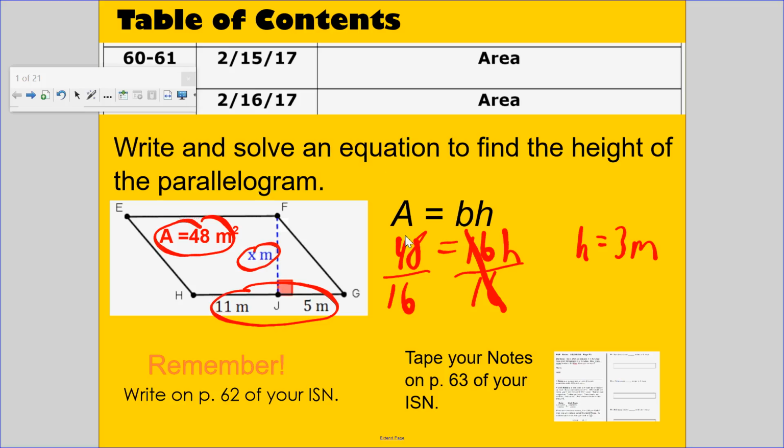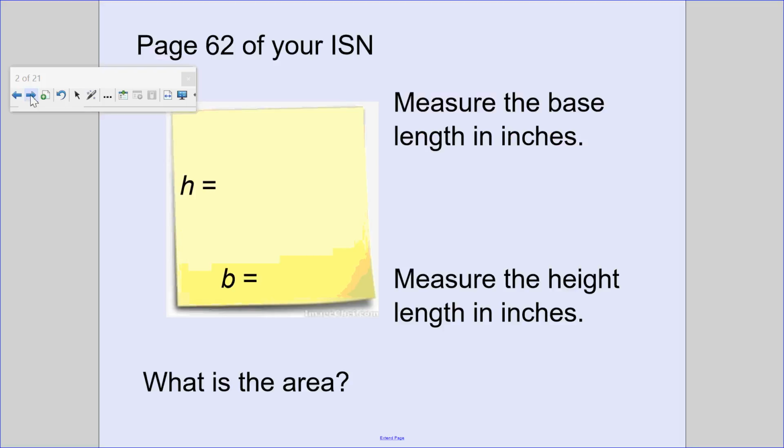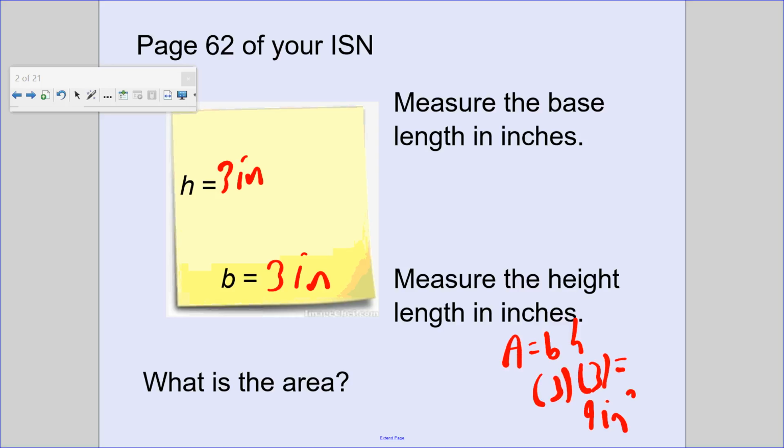All right, so let's look at our next one. You are going to be given another sticky note. You will measure the base length in inches. This is 3 inches. Then you will measure the height length in inches, which is 3 inches. This is a square, as you can tell. What is the area of this? Again, area of a rectangular polygon is base times height. 3 times 3 is 9 square inches.